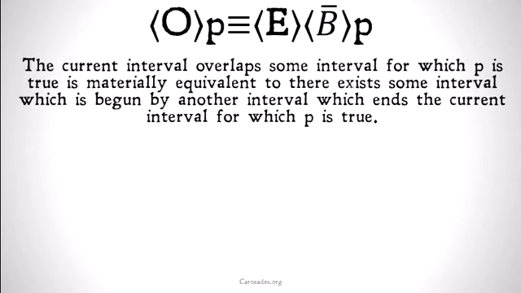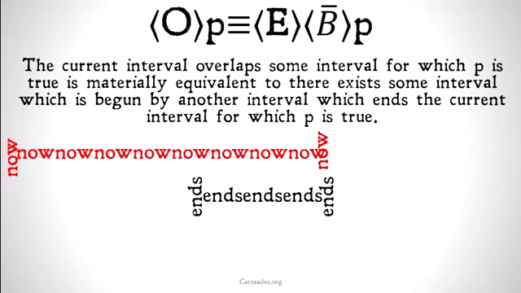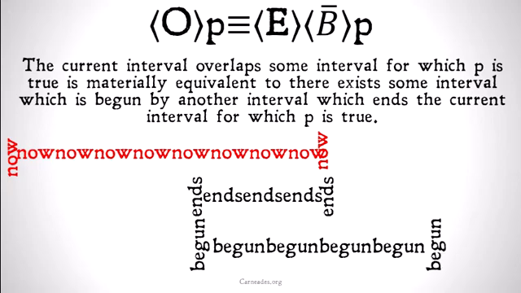Next up, overlaps. So, the current interval overlaps some interval for which P is true is materially equivalent to there exists some interval which is begun by another interval which ends the current interval for which P is true. What does that mean? So we have now, there's some interval that ends now, and there's some interval which is begun by that interval. And for that last interval, P is true. So our last interval is begun by an interval that ends the current interval. Once again, hopefully that makes sense, and hopefully it's clear that that last interval does in fact overlap now, and will forcibly have to overlap now.